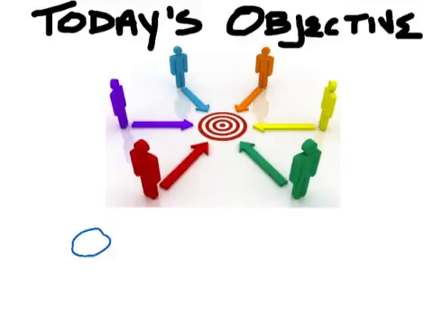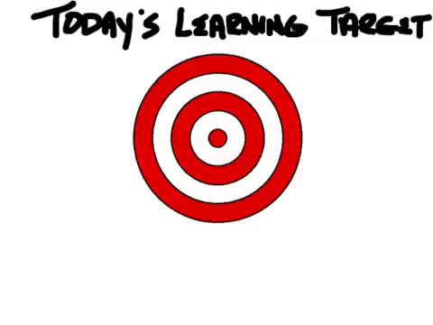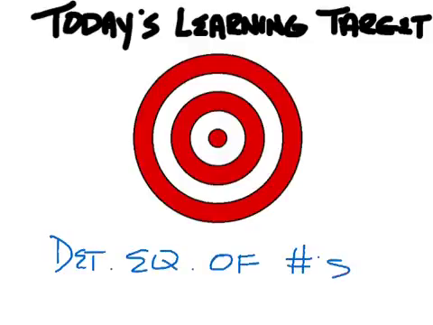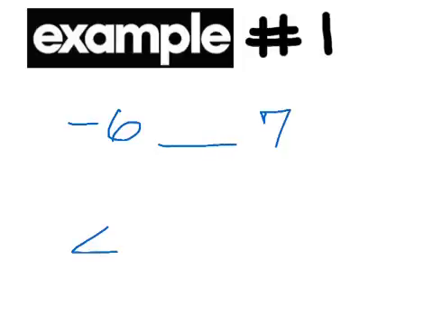Alright, today's objective is 9th grade number sense and operations, number 2. More specifically, it is to determine equivalency of numbers. Example number 1, very basic. -6 and 7. Is that less than, greater than, or equal to? Sign 1, sign 2, sign 3, which sign goes in that blank?